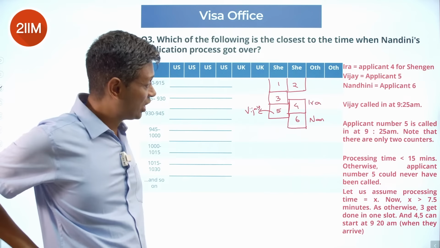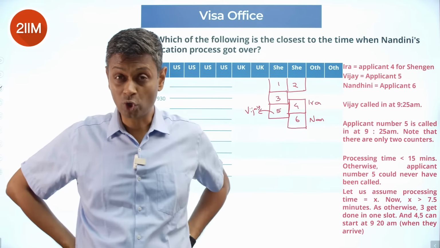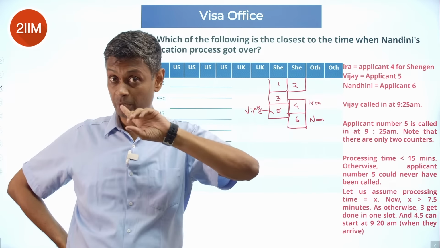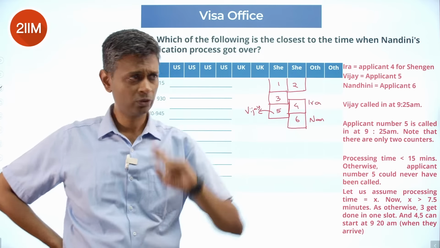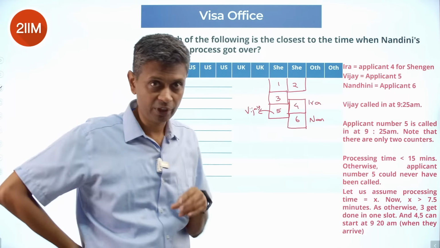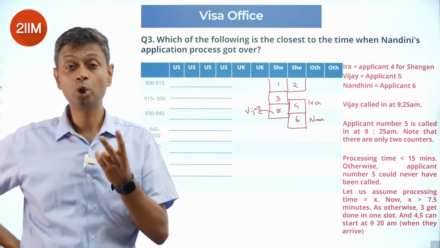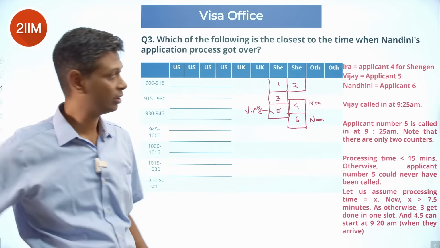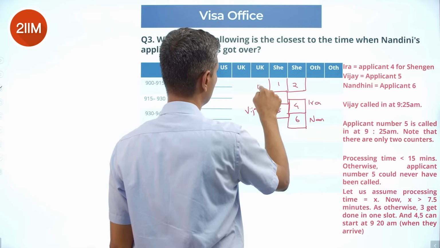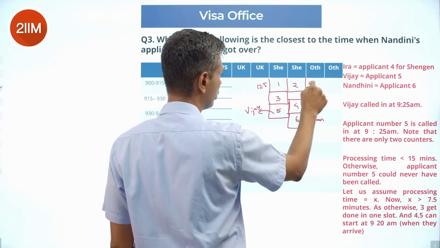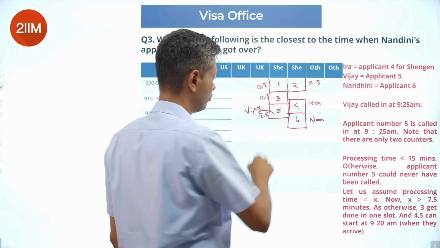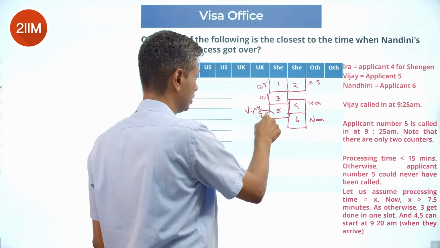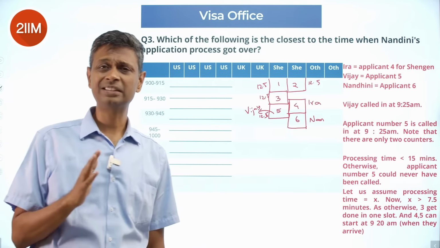Now, before Vijay goes in, two candidates have gone in and they've gone in back to back with no gap in between, mind you, because three candidates have come in the first slot. After one finishes, three goes in immediately. And he starts at 9:25. In the first 25 minutes, two candidates get processed. Brilliant. So this length is 12.5 minutes. This is 12.5. This is 12.5. Vijay goes in at 9:25, gets completed by 9:37.5.